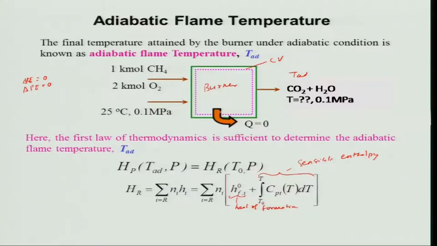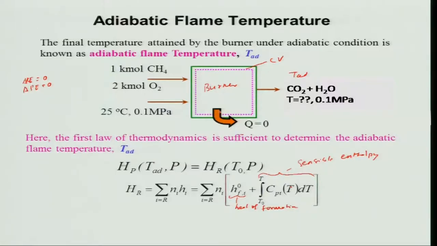And this is integrated from T naught to a particular temperature, because T naught is the temperature at which all the heat of formation data will be given. And Cp, keep in mind, is a function of temperature. I cannot take it out, because the temperature will be very high.